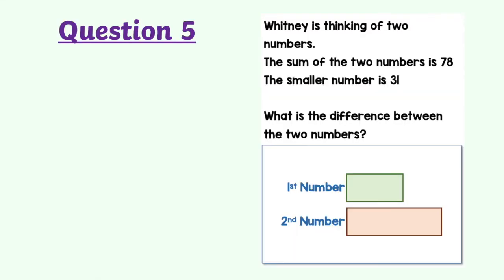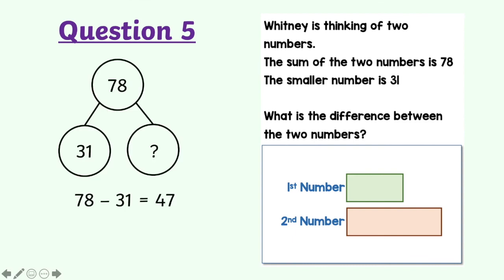Okay, let's talk this question through. So I drew a part whole model. Whitney was thinking of 2 numbers, here and here. And when she added them together, she got 78. So that's our whole. And we know that one of the numbers, the smaller number, is 31. But we don't know what this missing part is.